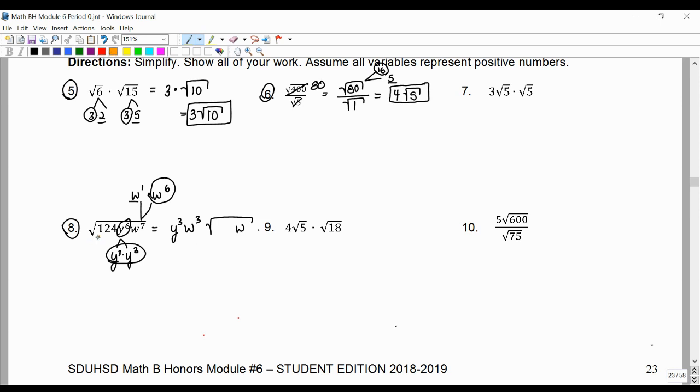And now we've got 124. So we just pick something. 4, I think, probably goes into this. 4 goes into 12 3 times, and 4 goes into 4 1 time. So 4 and 31, and 31 is a dead end. So there is my perfect square, and 31 is inside. So my final answer, just to clean up its appearance, is 2y cubed w cubed times the square root of 31w.